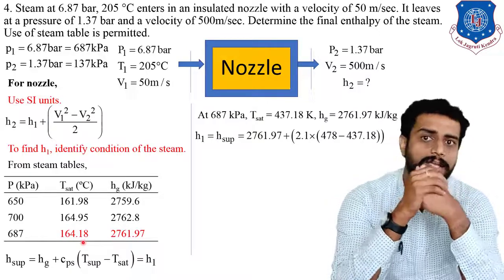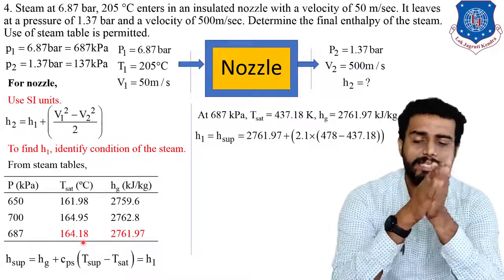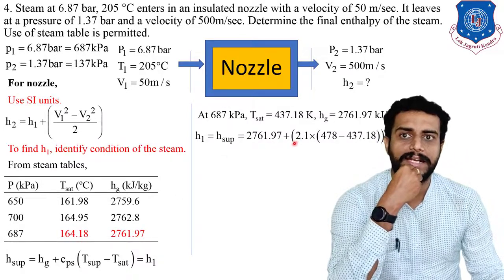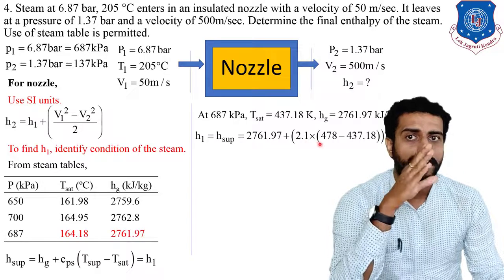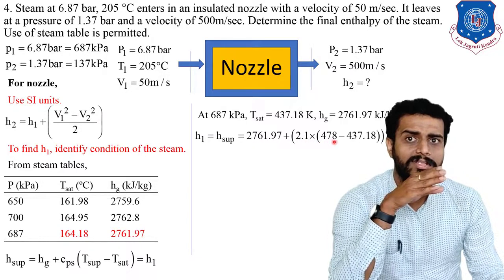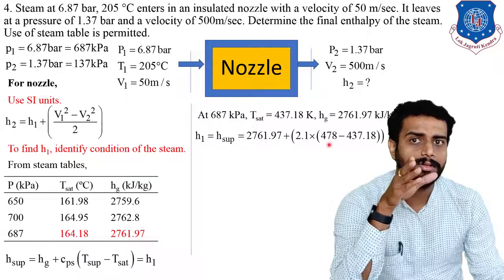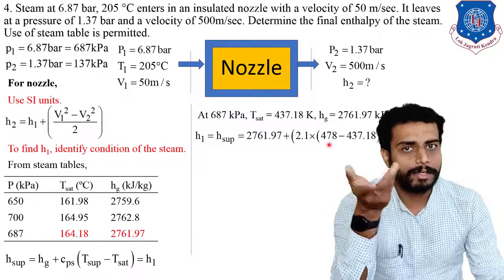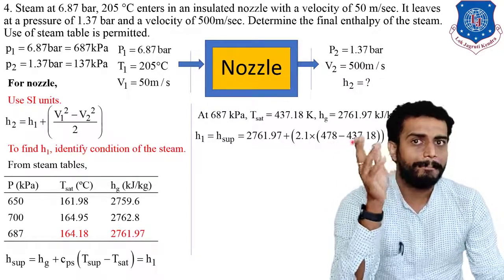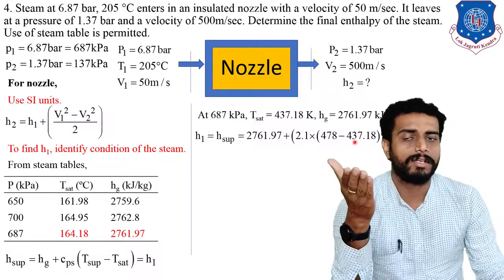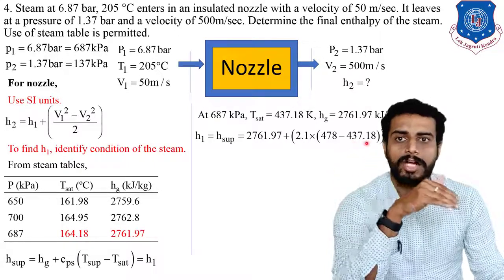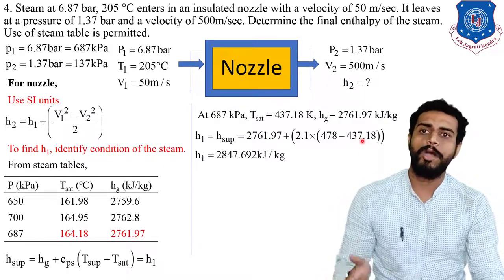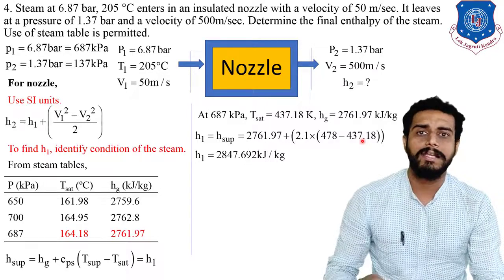Okay, so now substitute the values. Hg is already known to us, that is 2761.97 plus CPS 2.1 into 478, that is T superheated. Sir, how is this 478 different? Simple. 205 is the inlet temperature, convert it into Kelvin. So 478 Kelvin minus T saturated, we have just found it out, that is 437.80. So solve all these steps, and you will have the value of H1 as 2847.692 kilojoule per kg.